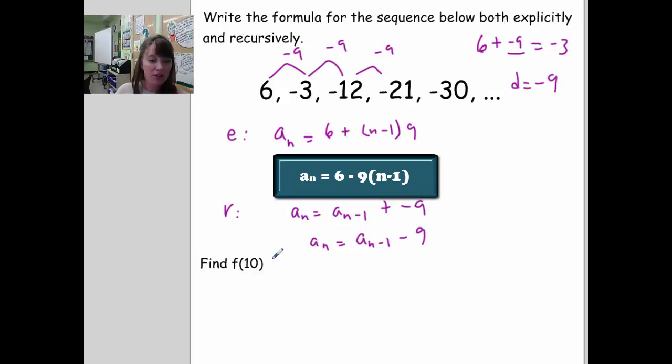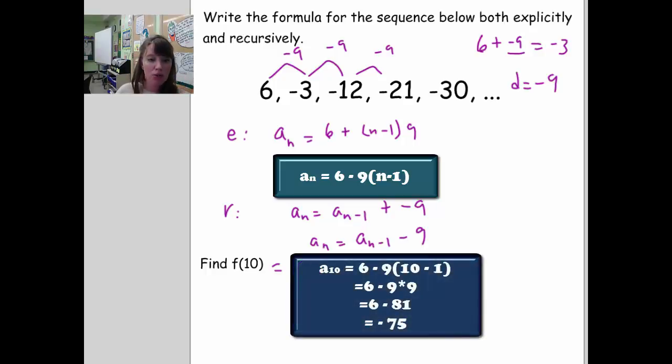Now to find f of 10, which is the same as asking for a sub 10, I'm going to use the explicit formula because it's a lot easier. I take 6 plus 9 times 10 minus 1, which is 9. So this ends up being 6 plus 81, which is equal to 89. Okay, so a sub 10 is equal to 89. And that is the end of the lesson for today.